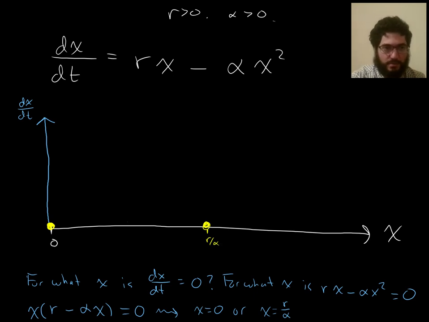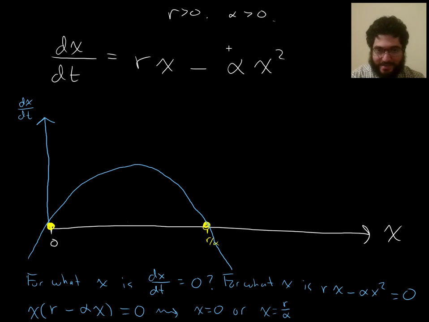And if I want to plot dx dt as x varies, it's going to be an upside down parabola, so it's cupped that way because of the negative alpha in front of the x squared here, and it crosses these two yellow dots. Okay, so now I'm starting to get a better idea as to what's going on. These two yellow points are called critical points. So these two points that I solved for here, these are critical points.